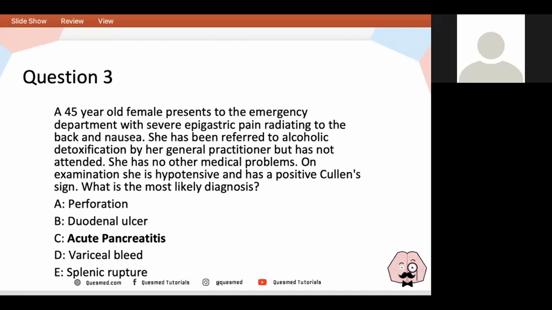A perforated viscus or a perforated duodenal ulcer would also present with severe abdominal pain, and the patient may also be hypotensive. However, you wouldn't necessarily expect them to have periumbilical bruising. And again, this history is much more in keeping with pancreatitis given the alcohol excess. You may see a variceal bleed in patients with past medical history of alcohol excess or liver disease. However, these patients would typically present with a big upper GI bleed or melena, and again, they may be profoundly unwell. And finally, a splenic rupture is fairly uncommon in the absence of trauma or predisposing conditions.